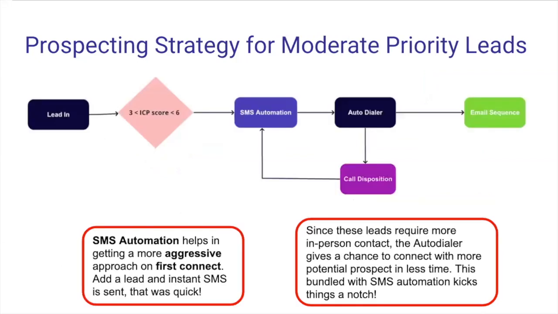Now, this is the strategy for moderate leads. If you remember, moderate leads were the ones with an ICP score of 3 to 6. So moderate leads are either ones that have a ticket size in the mid-range, or those leads that have a timeline of less than what we consider ideal.